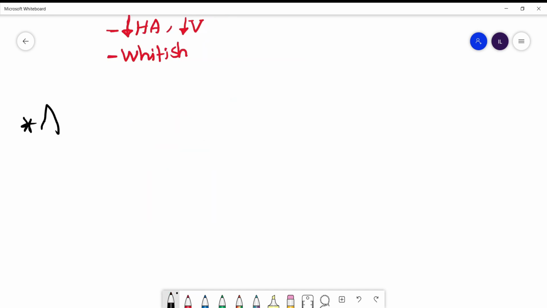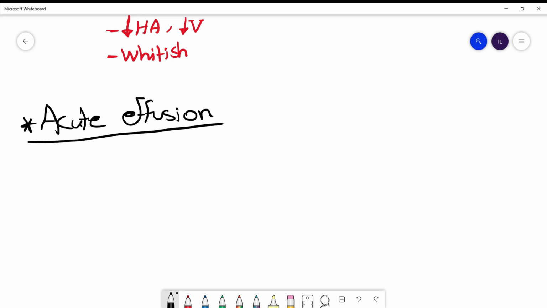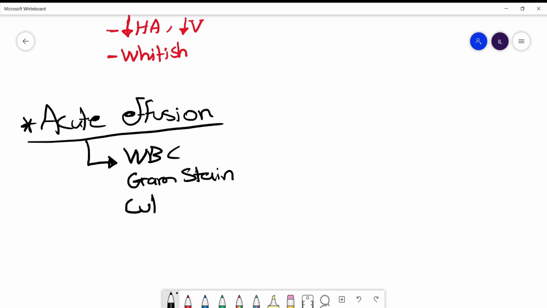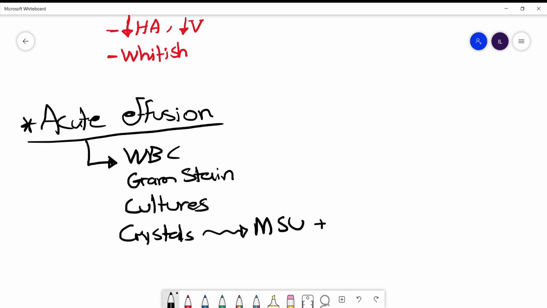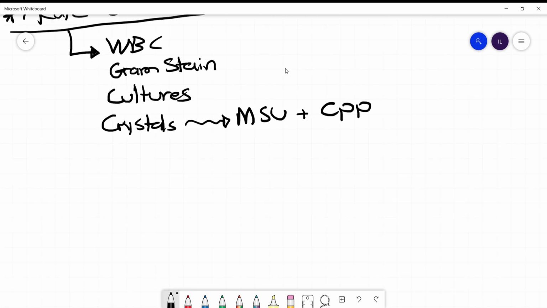Now, the next question will be, when do we do arthrocentesis? And the answer will be any acute effusion, even if it's on top of chronic monoarthritis. What do we send for? White count, gram stain, and also we'll send for cultures. We'll also send for microscopic examination looking for crystals, and that's monosodium urate, which is present in gout, and calcium pyrophosphate, which is present in pseudogout.